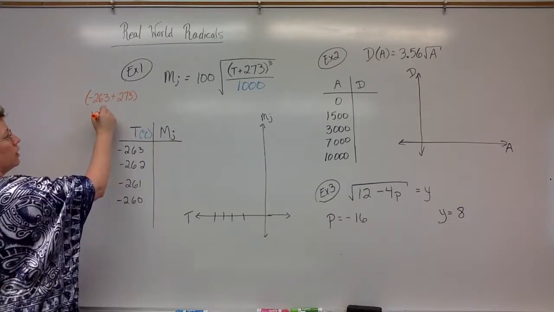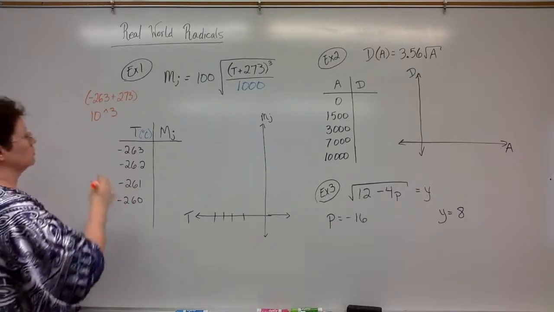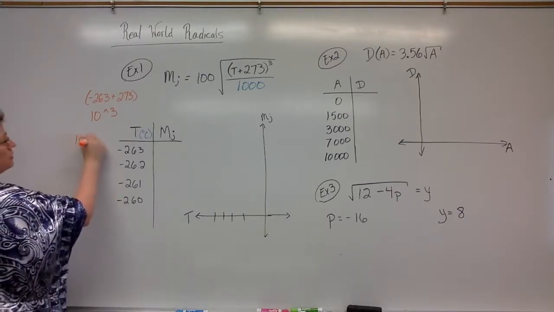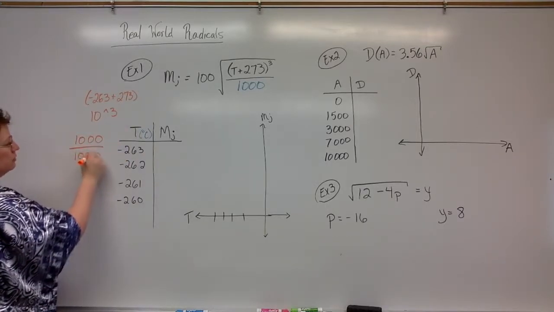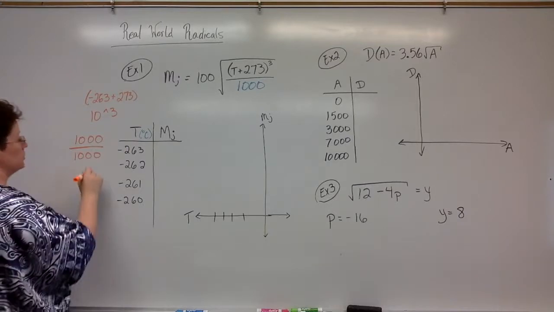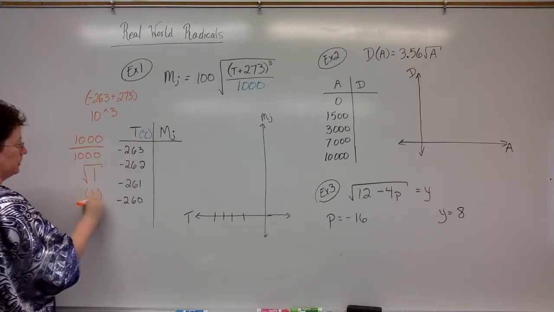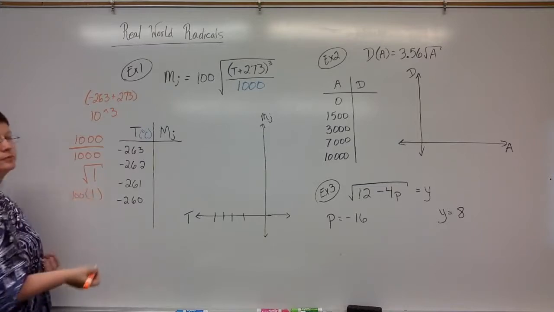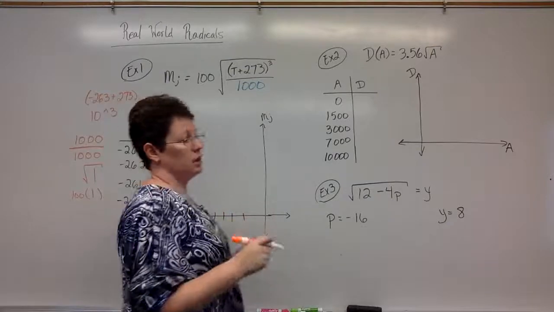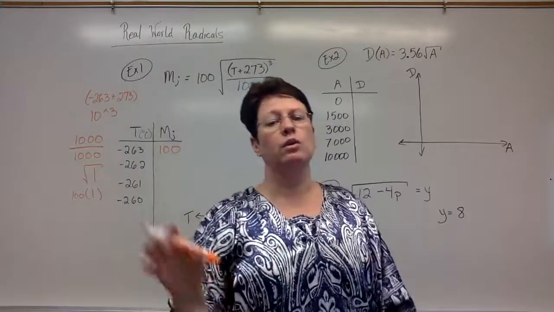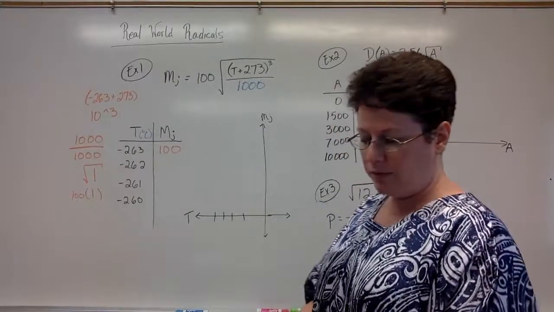Okay? Now I'm going to cube it. I'm going to raise it to the third power. Okay? That gives me 1,000. Then I'm going to divide it by 1,000. That gives me 1. Then you take the square root of 1 and you multiply it by 100. Okay? So that gives me 100. So you can step it through or you can plug it into y equals and do it all at once. I'm going to write the values up here.